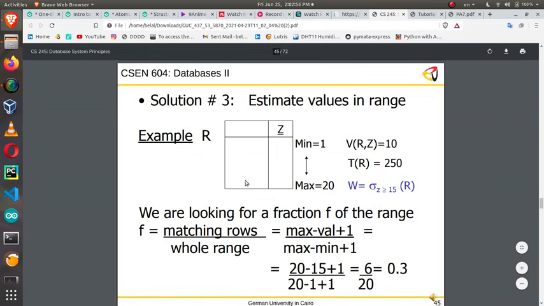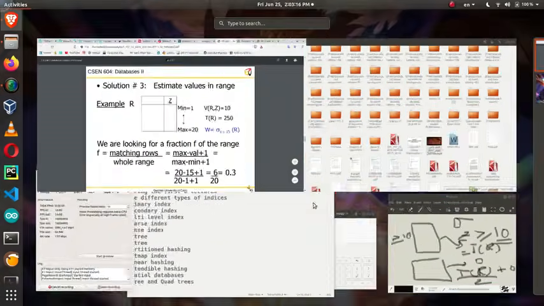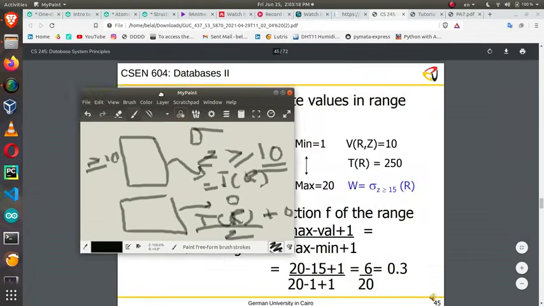If the examiner gives you the following information in the question, you can use it. You can use this formula to compute the number of tuples. Okay, maximum minus value plus 1 over maximum minus minimum plus 1. This is for greater than or equal. Okay, select greater than or equal.